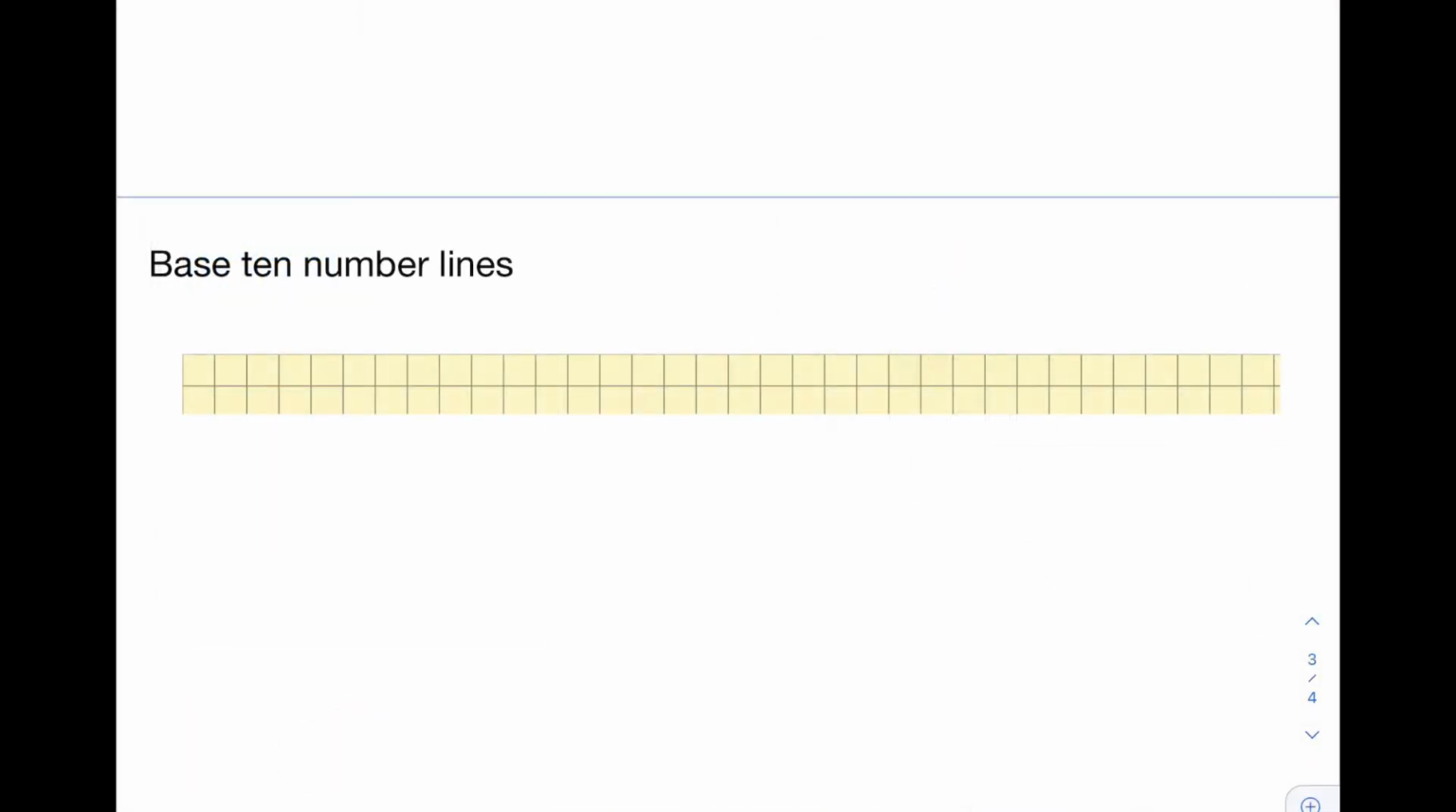Let's move away from the physical base 10 manipulatives to base 10 number lines. There are lots of correct ways to draw a number line. In this class, when I ask you to draw a base 10 number line, I'm specifically looking for a number line that very clearly shows our groups of 10. So we're going to have short tick marks that we call minor ticks, and we're going to have long tick marks that we call major ticks, and the major ticks should represent groups of 10.